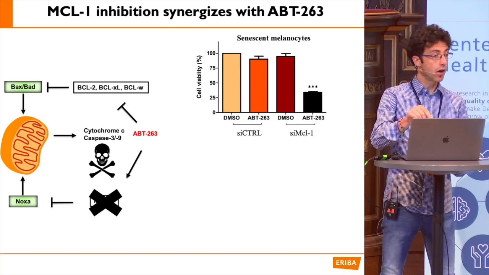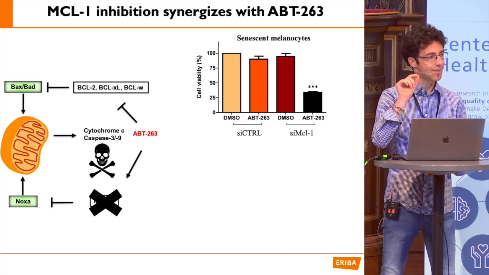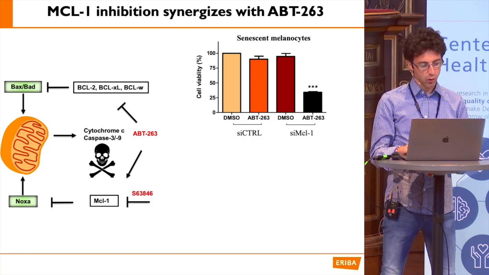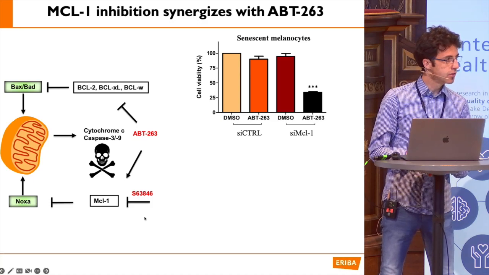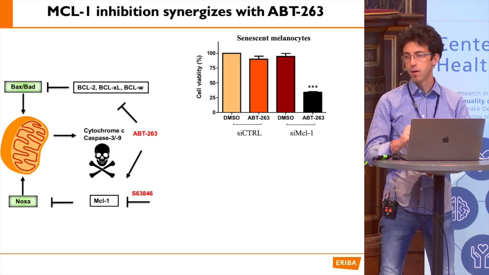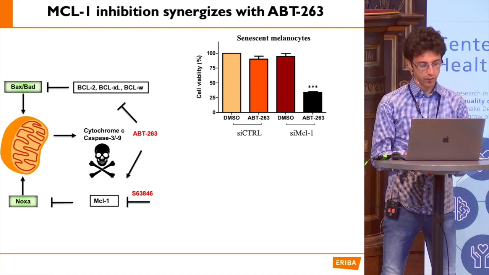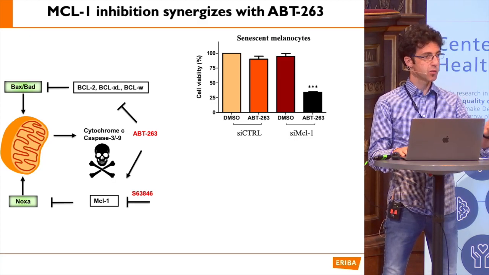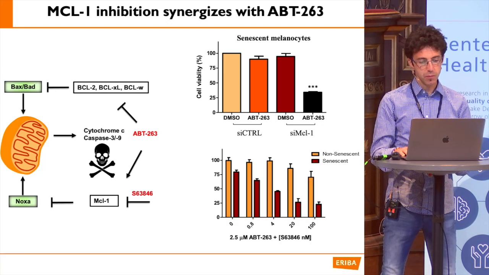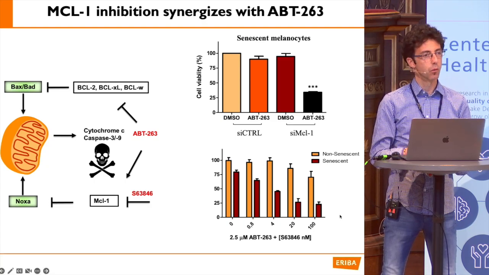At the time we started this, there were not really good, selective and specific inhibitors for MCL1, but we were lucky enough that a new compound was developed, called S63846. Historically, MCL1 has been a target for cancer treatment, but very difficult to inhibit. But indeed, this compound was published in late 2017. So we also treated the cells with a combination of this compound, so pharmacological MCL1 inhibition, and ABT263. And again, we could see that there was a very nice selectivity against senescent melanocytes.